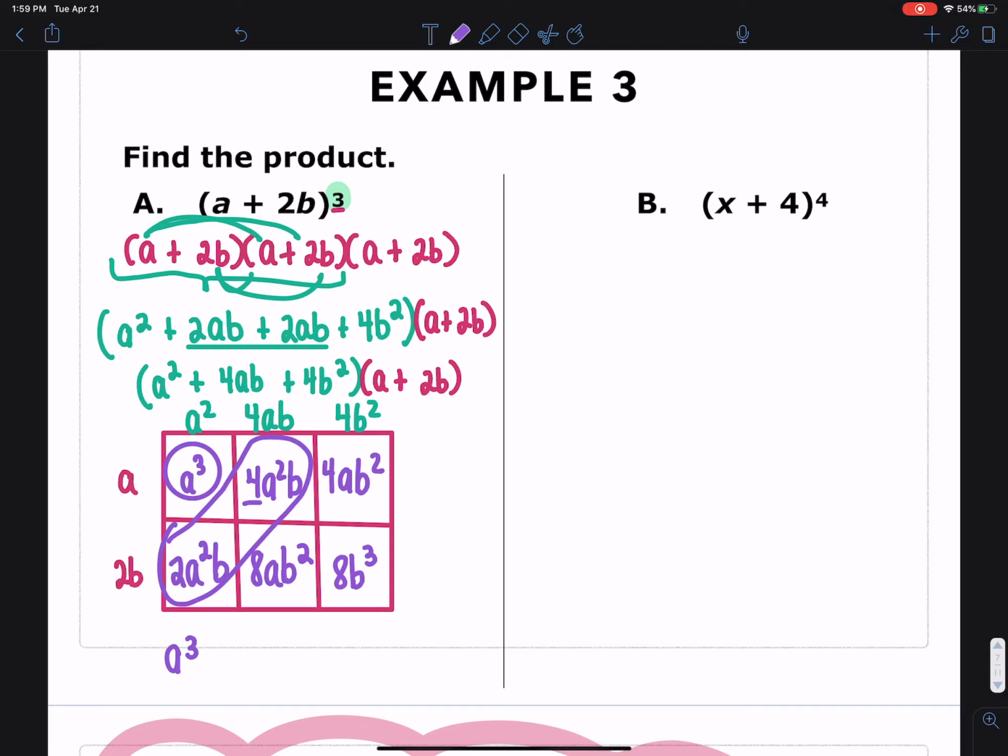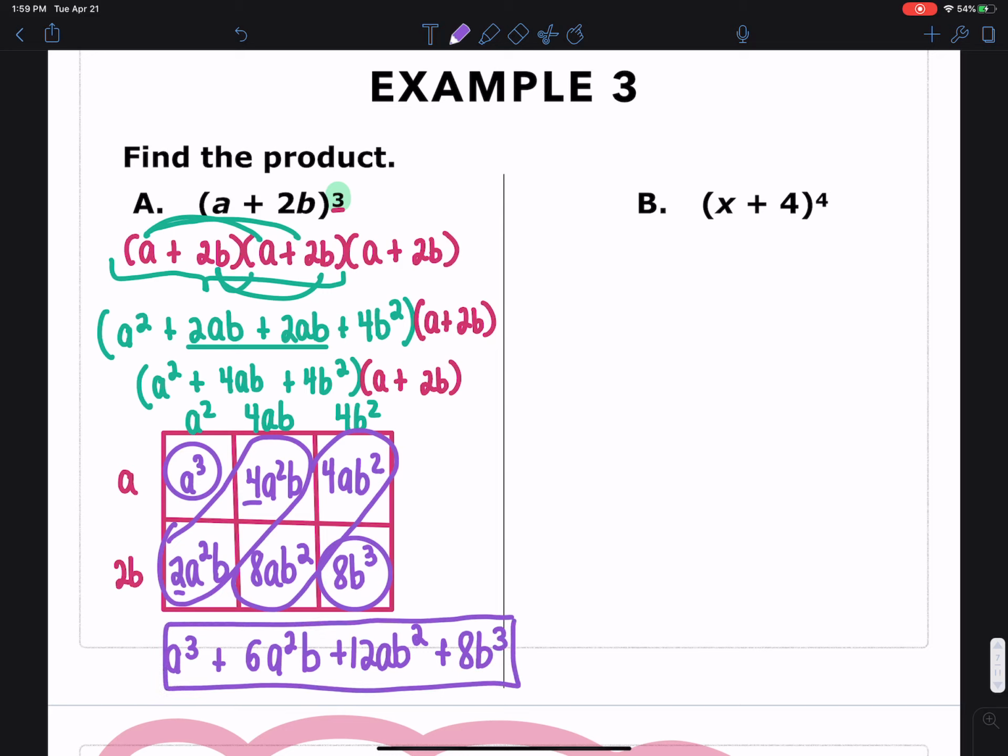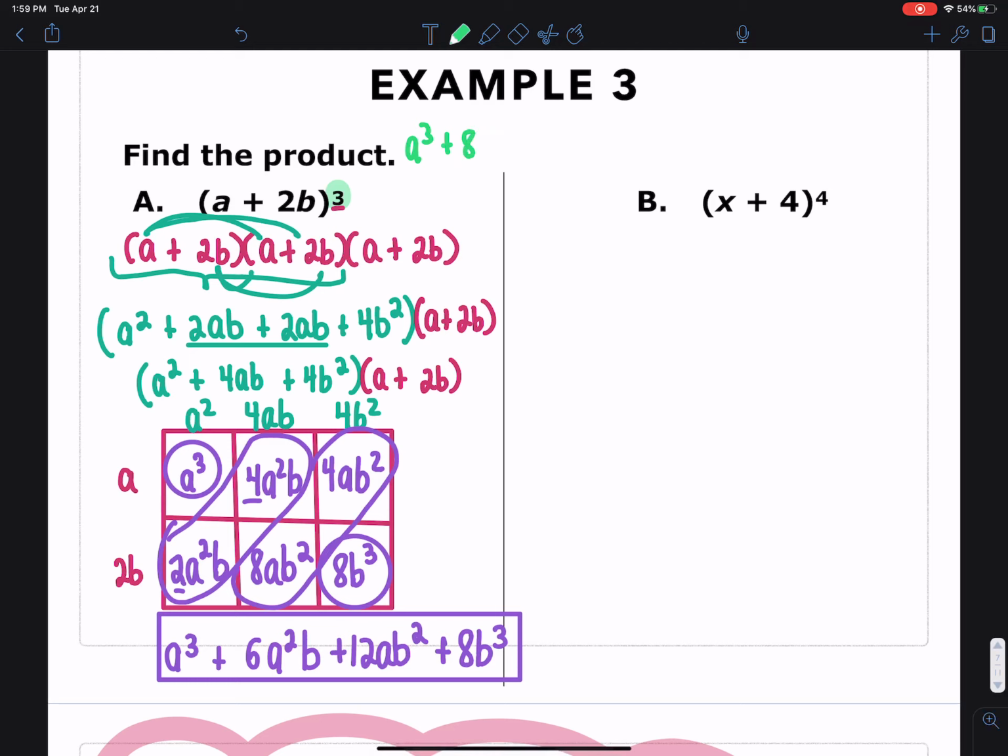So we can add our coefficients. And 4 plus 2 is going to give us 6 a squared b. Notice the exponents stay the same, you just combine the coefficients. And then 4 plus 8 is going to give us 12ab squared. And then last but not least, we have our b term and nothing to combine that with, so we have plus 8b to the third. And that's going to be your final answer. So notice, it is way more complicated than just simply a to the third plus 8b to the third.